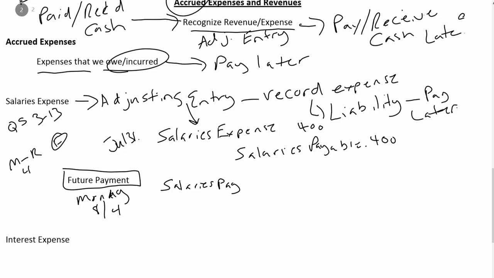So we're going to debit salaries payable for the $400 that comes from that one. And then we need to record Friday, August the 1st. So we need to record a salary expense for 1 day for Friday. And then we're going to credit cash for the full amount, so we pay the full $500. So that would be the subsequent payment.